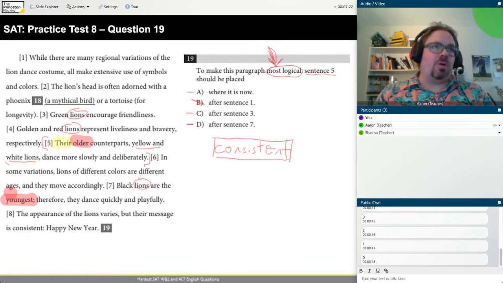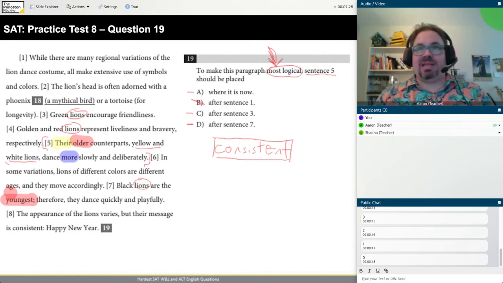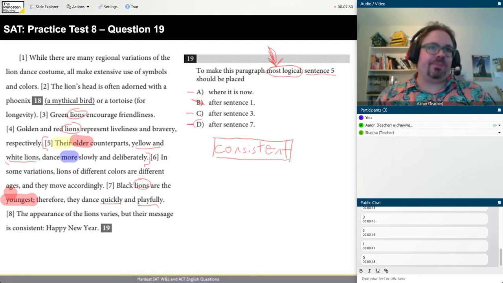And in fact, we can go even further. What do we know about the yellow and white lions? They dance more slowly and deliberately. So that is a comparison. And comparisons are all about consistency. Well, more slowly and deliberately than what? Well, more slowly and deliberately than the black lions that are quick and playful. So which of these answer choices gives us the most consistency is answer choice D.